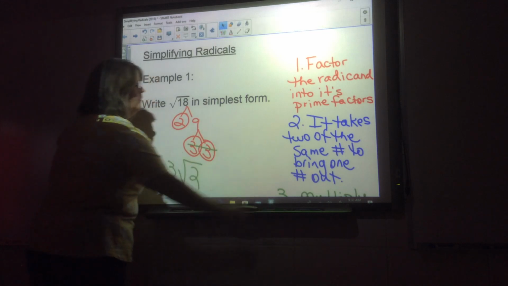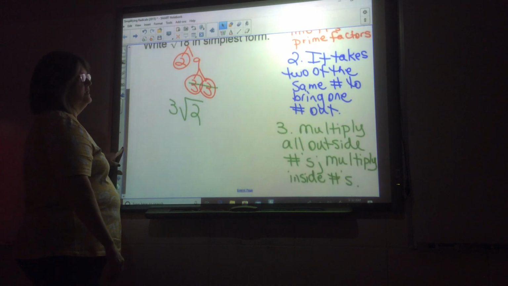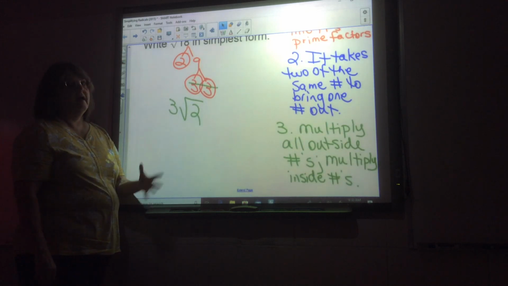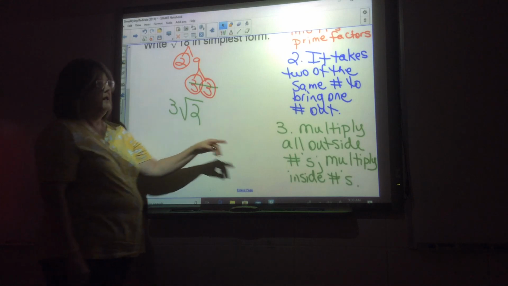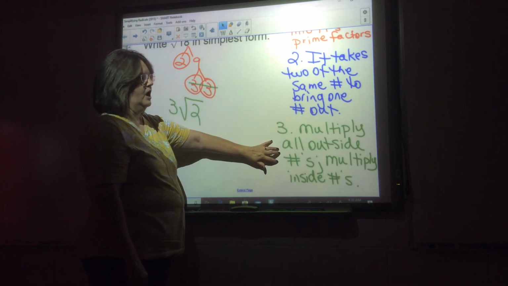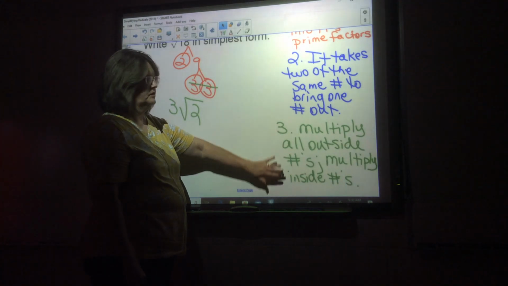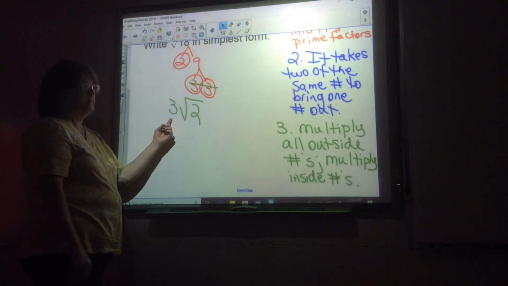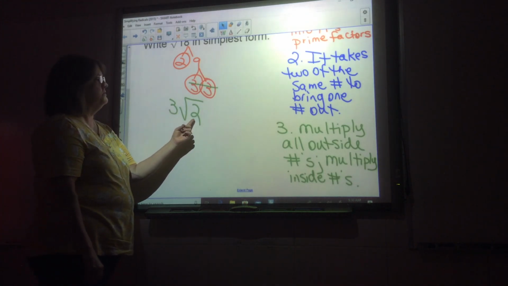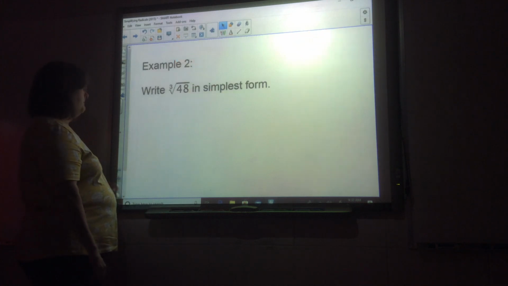Now, on this particular problem, I didn't have but one number on the outside and one number on the inside. If I happen to have more than one number that comes out and more than one number that's left inside, then I want to multiply all of those. You want to multiply all the outside numbers together and multiply all the inside numbers together. When you multiply those that are outside, they remain outside. You multiply those that are inside, they stay inside. Let's move to another example.